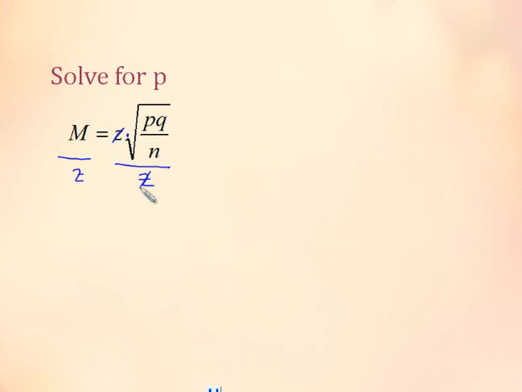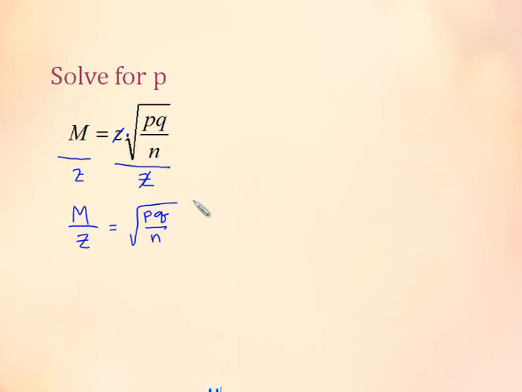So these right here will cancel, they multiply out. So I'm left with m divided by z is equal to the square root of pq divided by n. So now p is in the square root. I can't just pull them out. So I'm going to need to cancel out this square root symbol here.